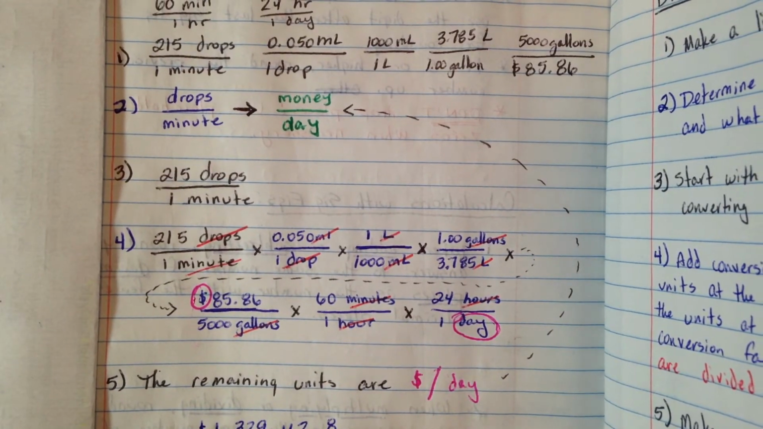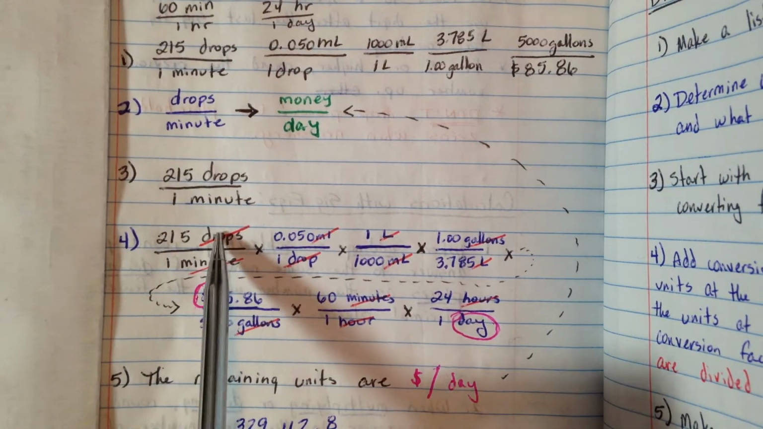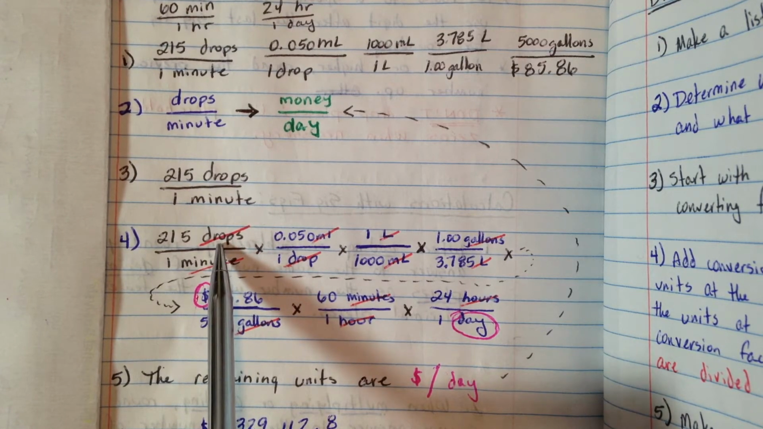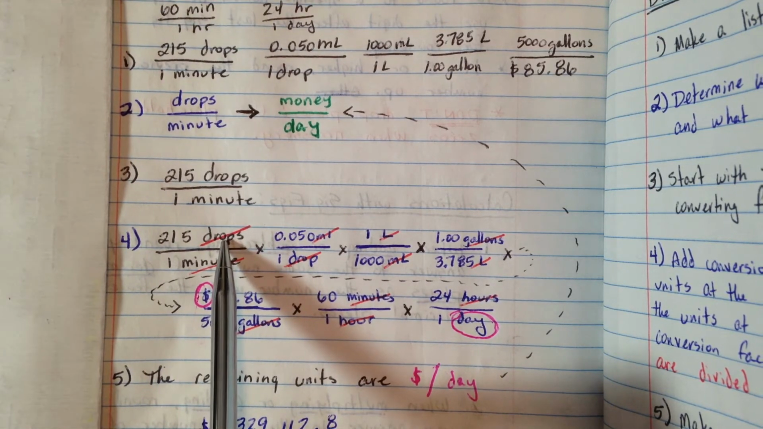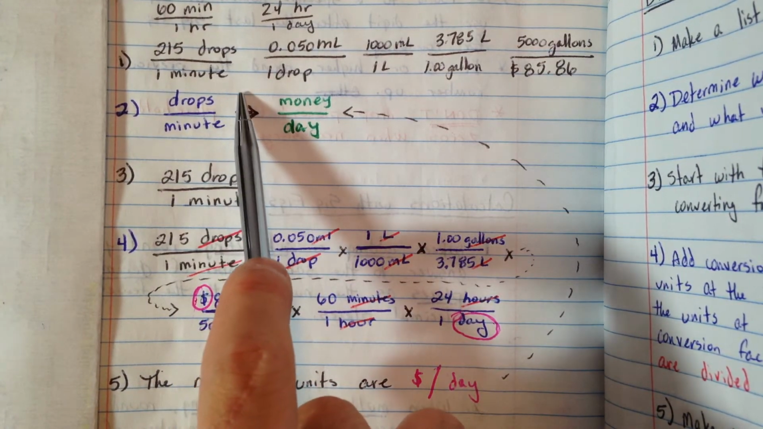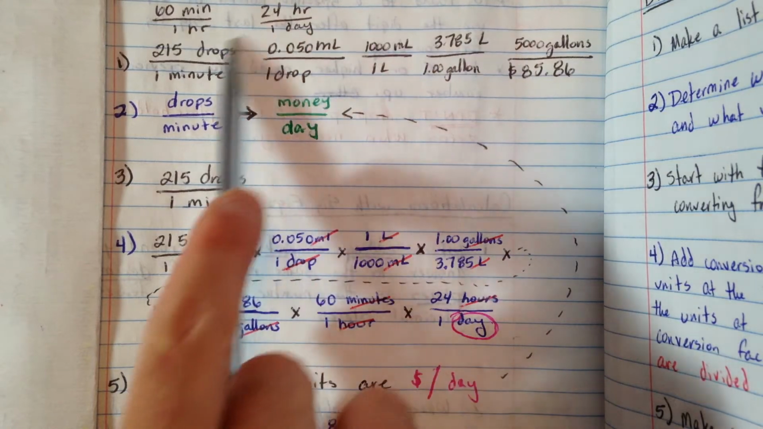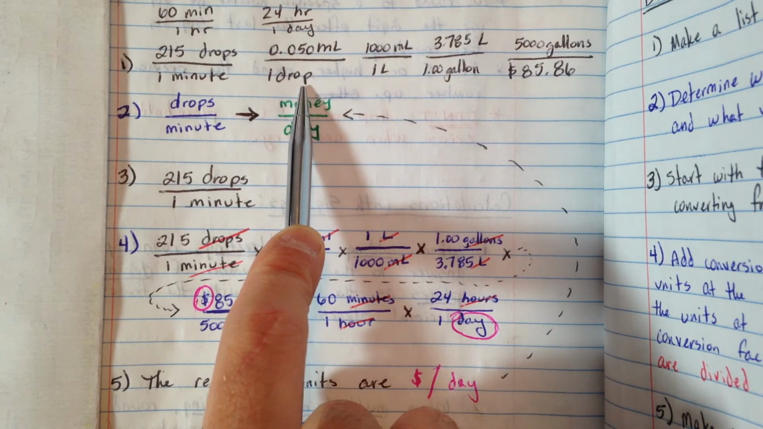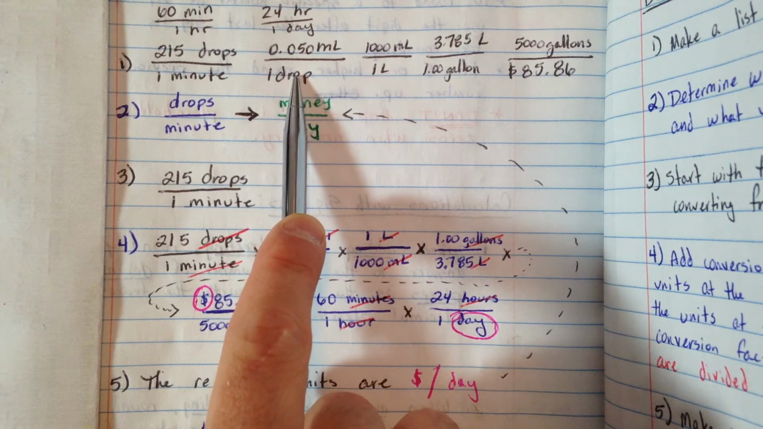So in step 4, remember we started with 215 drops per minute. Now because drops is on top, our next conversion factor is going to have drops on bottom. So if we look back up at number 1, the only other conversion factor that has drops in it is this one right here, and that's the volume of one drop. So we're going to put this conversion factor into the problem.